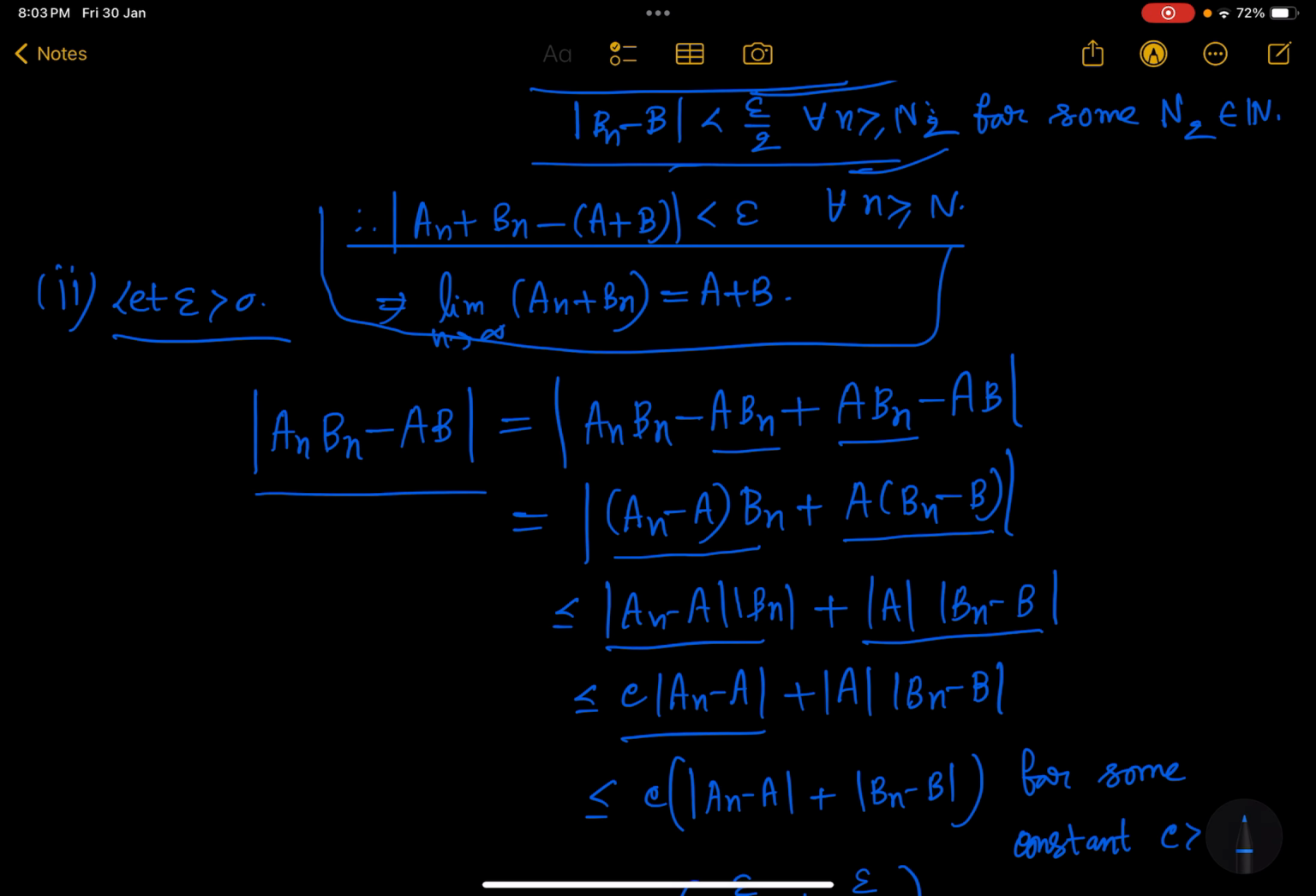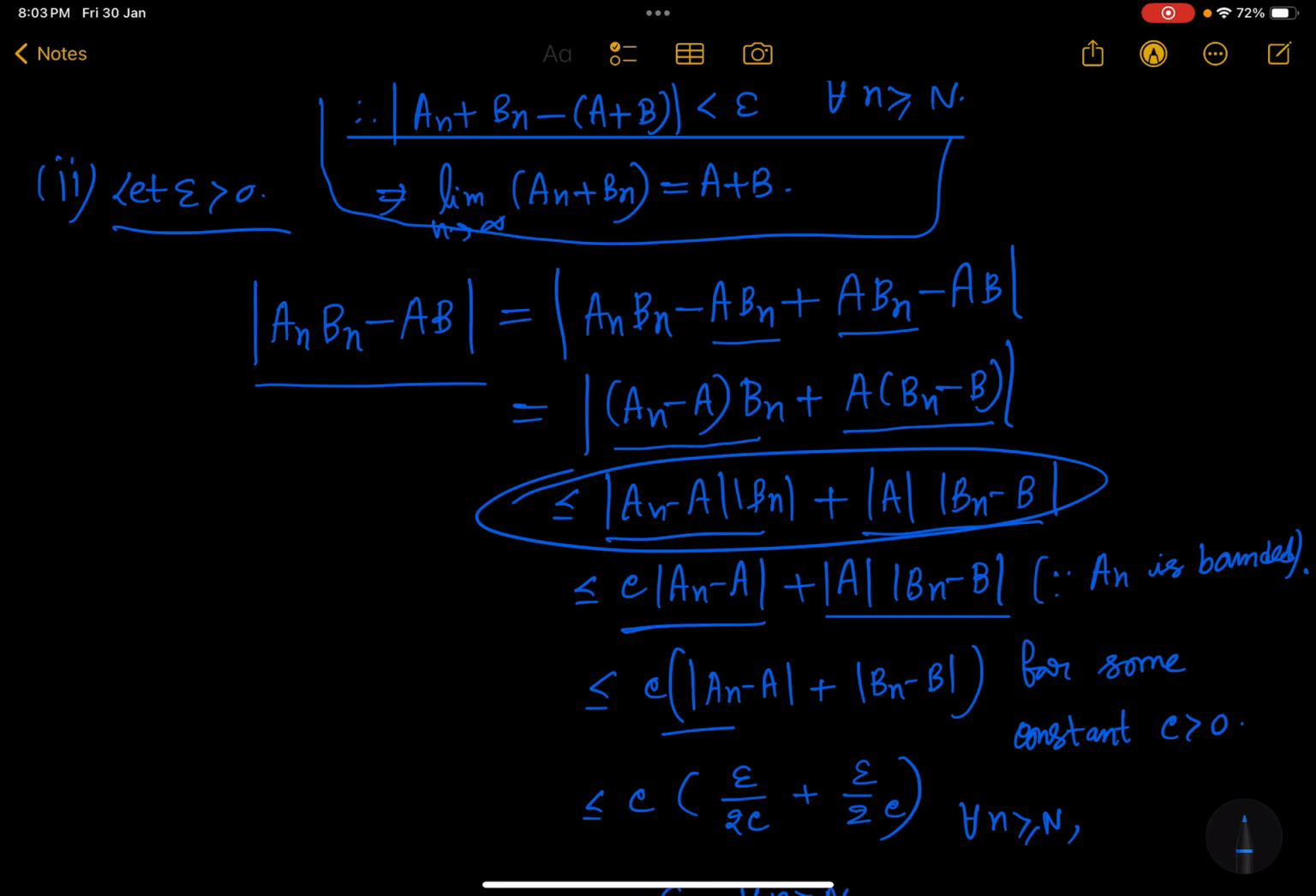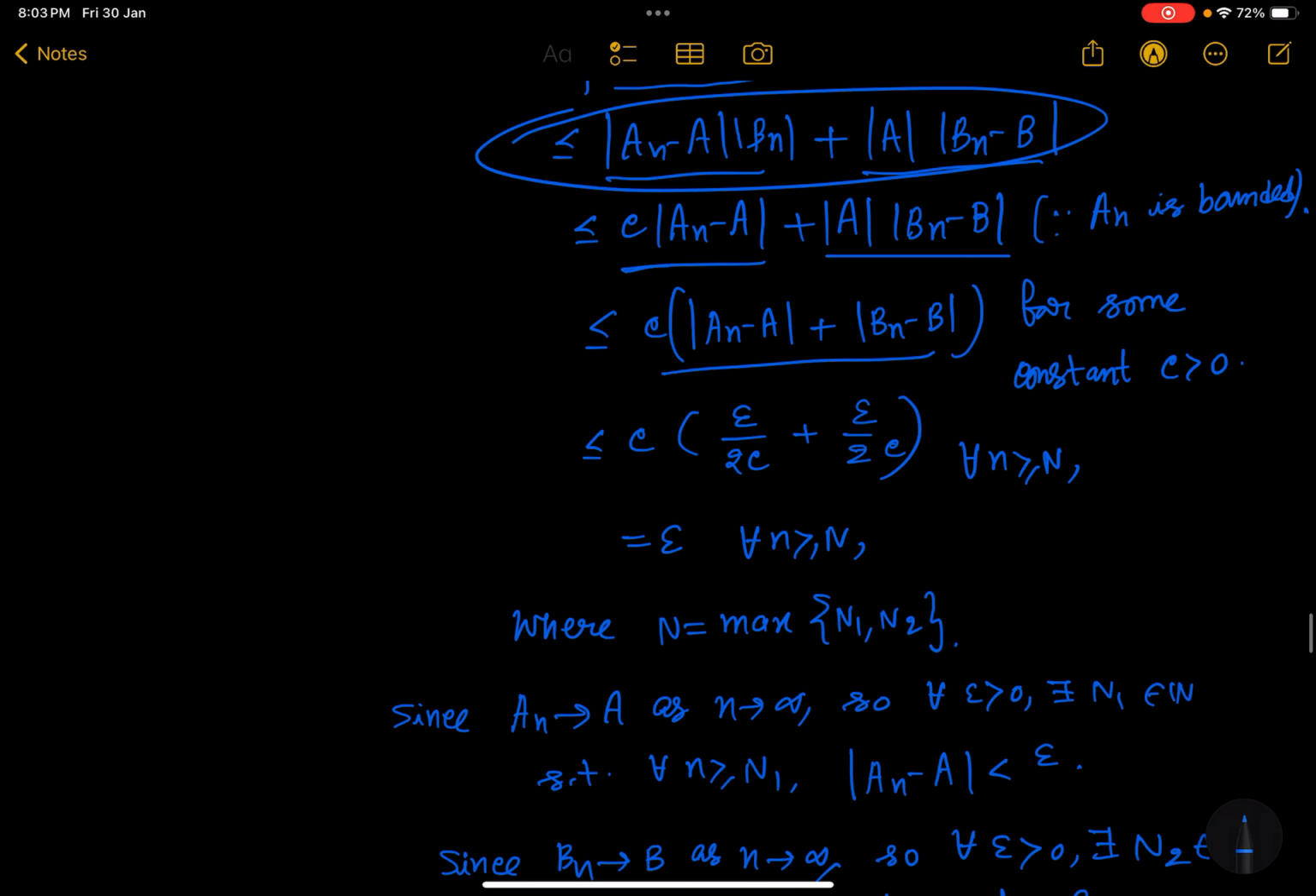Now, b_n is convergent, so b_n is bounded. Maybe we have not used or proved this until now, but we'll prove that every convergent sequence is bounded, since b_n is bounded due to its convergence. So we have some c which is, let's say, positive, and here also we have this. Use the inequality |xy| is less than or equal to |x| plus |y|. This is the triangle inequality, and then c is positive. This is this again. c is positive, and a_n converges to a, so I can write like this.